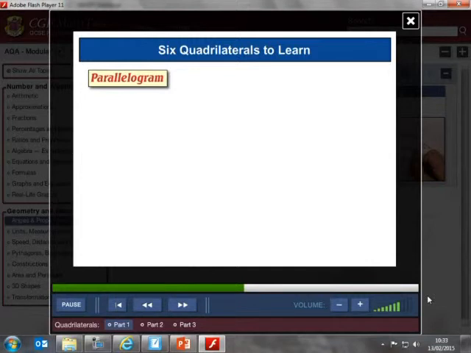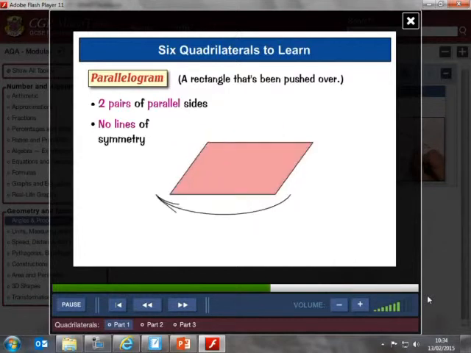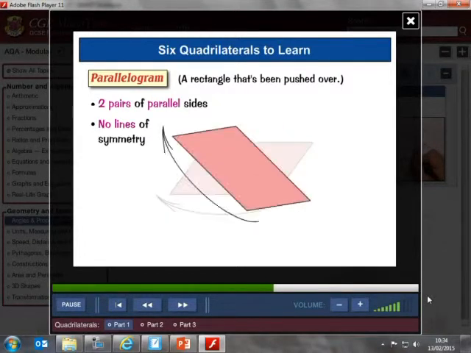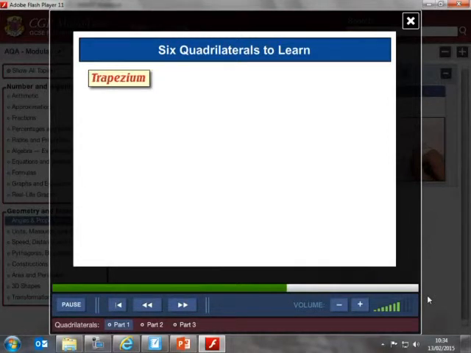Time to look at a parallelogram. Here's a parallelogram, and it's a fun word for a rectangle that's been pushed over. Like a rhombus, it has two pairs, one there and one there, of parallel sides. Only unlike a rhombus, it has no lines of symmetry at all. Just rotate it around here. There you go, one position where it looks the same. Two positions where it looks the same as you flip it around, so it has rotational symmetry order of 2.